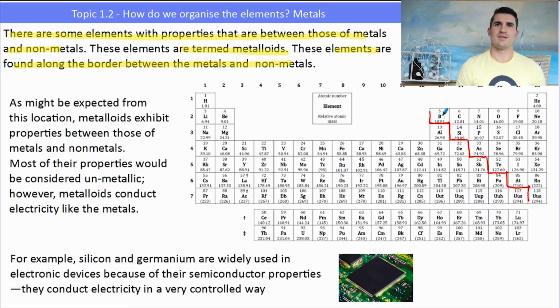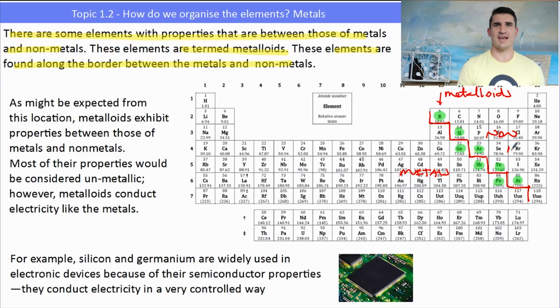The metalloids can be seen here in the green, and they exhibit behavior that is more like a non-metal, but they have some properties of metals as well. Most of their properties are considered to be non-metallic. However, metalloids can conduct electricity, and they can be modified to conduct electricity in really precise amounts. One of those is silicon.